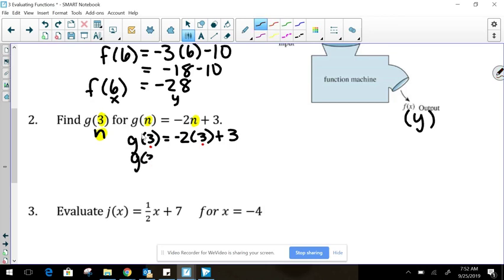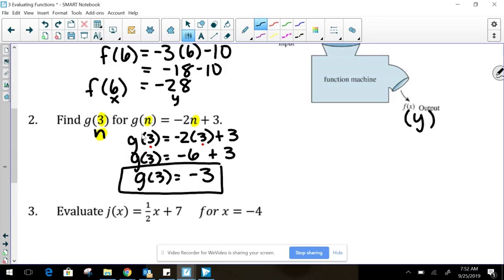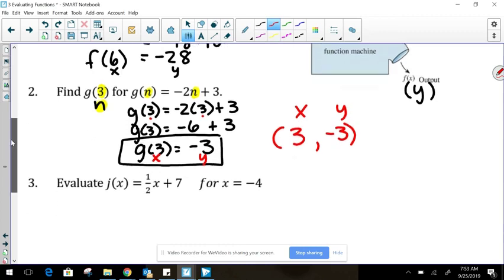All right, so g of 3 is equal to, what's -2 times 3? It's -6 plus 3. So you should get that g of 3 is equal to -3. Again, a reminder, this is my x value, that's my y value. If this helps make more sense for you, I can write the answer in coordinate form. I always have x comma y. So my x is 3 from here, my y is -3. So this answer is telling us when the x value is 3, the y value is -3. That helps you wrap that around your head.